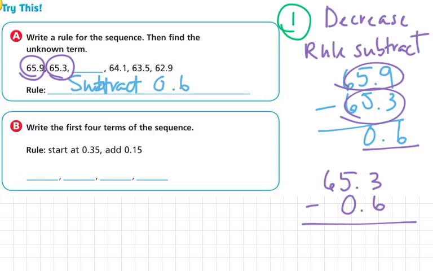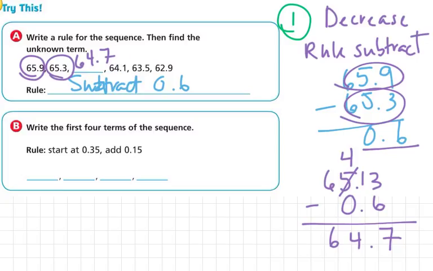Now we can't do 6/10 minus 3/10, so we're going to regroup the ones, and we're going to do 13 minus 6, and that's going to give us 7/10. 4 minus 0 is 4, and then we get 64 and 7/10. So the next number in our sequence is 64 and 7/10. And notice, boys and girls, if you wanted to subtract 6/10 from this, you would indeed get 61 and 1/10.